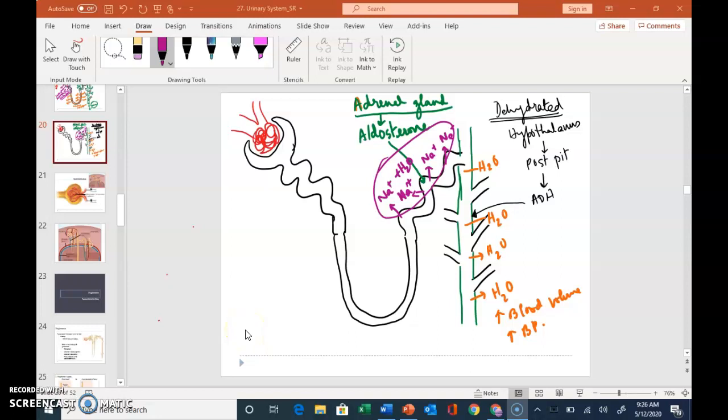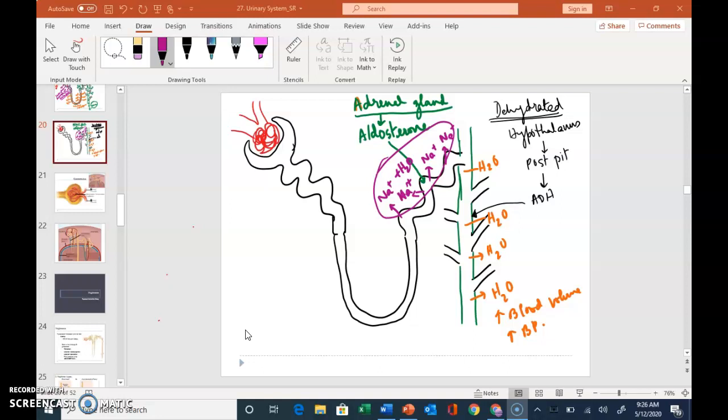Alright class, so we were talking about aldosterone in the last video. When aldosterone works on the distal convoluted tubule, it causes sodium reabsorption and water follows sodium. So essentially what we are reabsorbing back is salt water, which is isotonic to our body fluid. Now, so far we have talked about things getting reabsorbed back into the system.